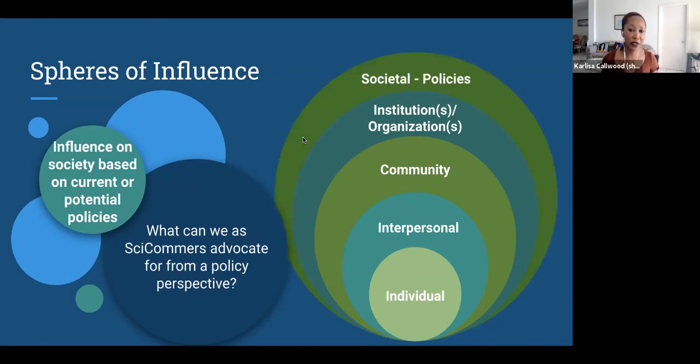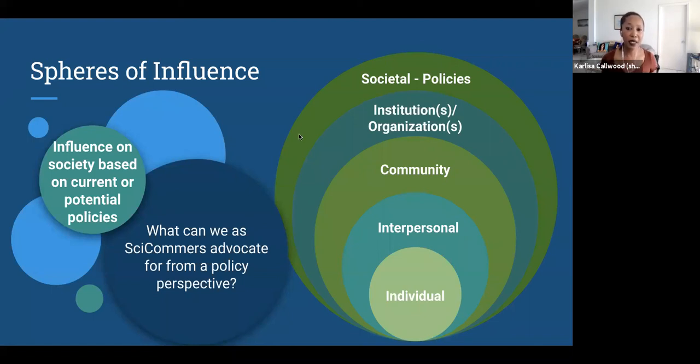The last two spheres are societal. First, how we influence society based on current or potential policies. So consider what policies we can advocate for or champion. And lastly, how we influence society based on broader culture. Consider how can we work collectively to shift our culture into one that is more equitable, inclusive, and accessible.